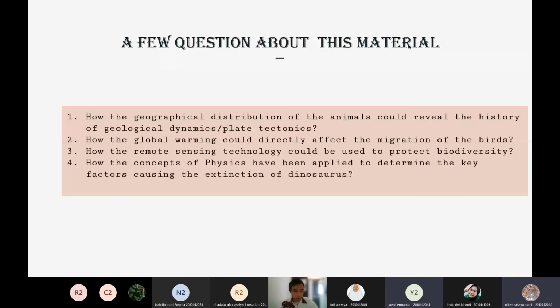Here are a few questions about this material. Number one, how the geographical distribution of animals could reveal the history of geological dynamics or plate tectonics. Number two, how global warming could directly affect the migration of birds. Number three, how remote sensing technology could be used to protect biodiversity. And number four, how the concept of physics has been applied to determine the key factors causing the extinction of dinosaurs.